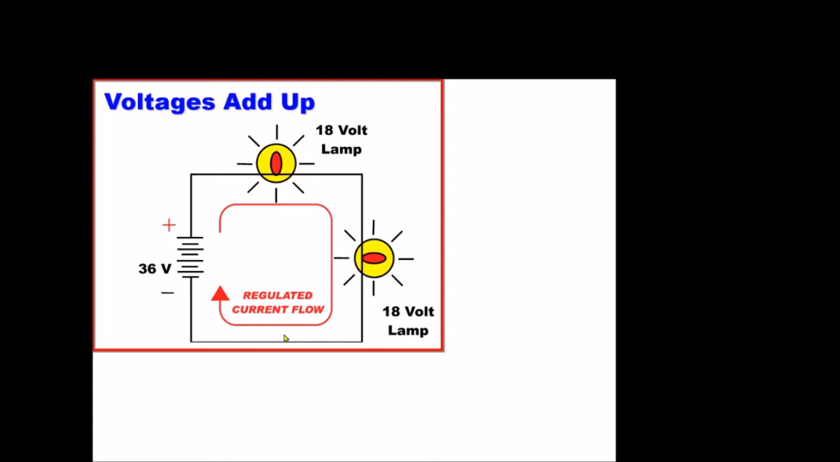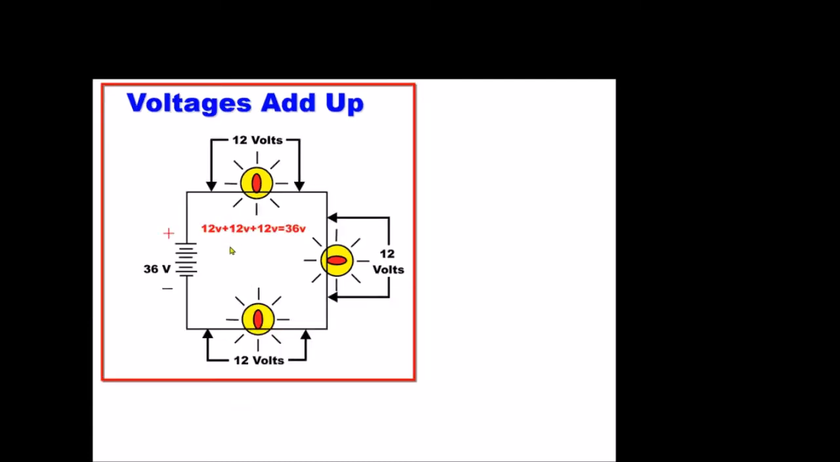Okay, we have regulated current, with a voltage drop across each 18 volt lamp. Now, if we put 3 lamps in series, they have to be 12 volts, right? 12 plus 12 plus 12 equals 36 volts. So we have a 12 volt drop across this lamp, 12 volts across this lamp, and 12 volts across this lamp. Again, if we were to reference to battery negative, we would measure 12 volts at this point. We would measure 24 volts at this point. Okay, that would be measuring the voltage drop across both of these lamps.